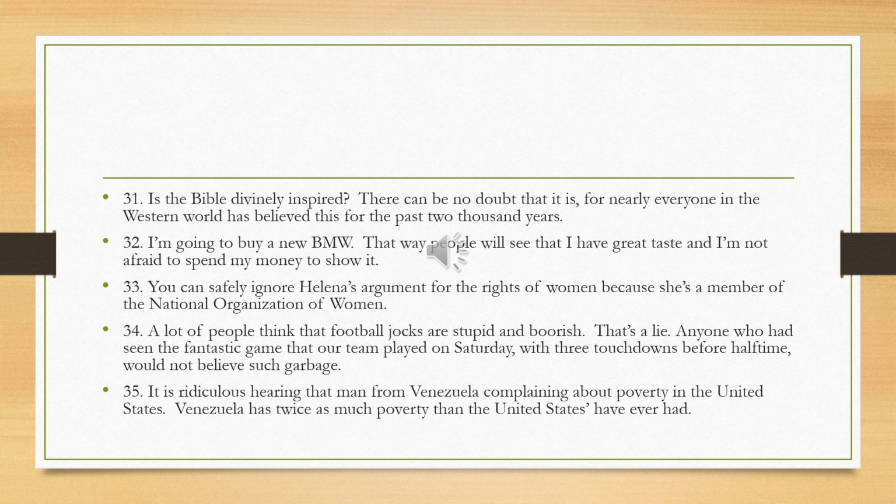Now, it might be true that Venezuela does have poverty, and maybe this person is being hypocritical by pointing out that there's poverty in the United States, but that doesn't mean that person's wrong. There is poverty in the United States. So merely because someone is being a hypocrite isn't a reason to completely dismiss that person's view.